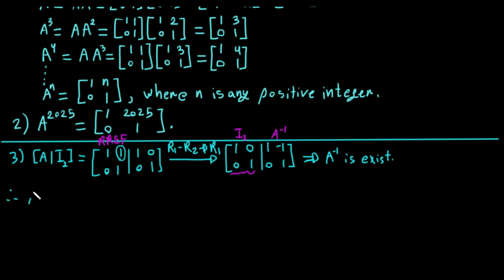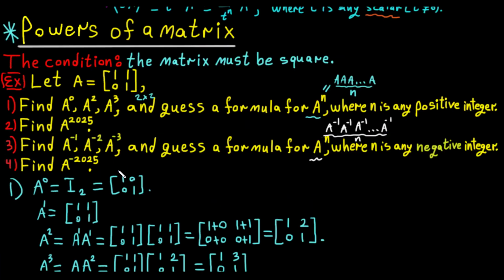Therefore A inverse equals this one: 1, negative 1, 0, 1. So let's go back to the question. Find A to the power of negative 1, A to the power of negative 2, A to the power of negative 3, and guess a formula for A to the power of n, where n is any negative integer. So we will find A to the power of minus 2, then A to the power of minus 3, then we will guess the formula.